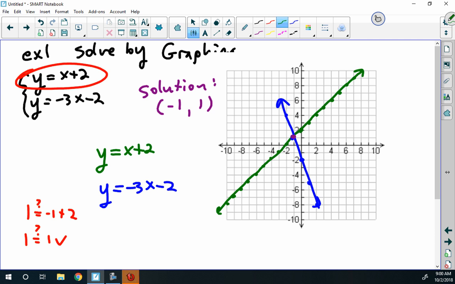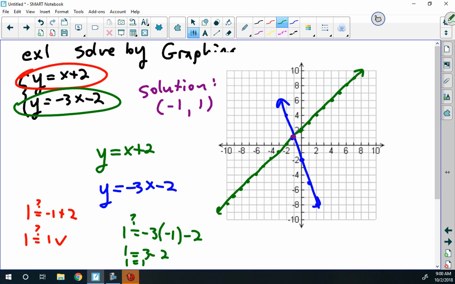Let me check the other one. Does it make that one true? In other words, is 1 equal to -3 times -1 minus 2? Is 1 equal to 3 minus 2? Is 1 equal to 1? Sure it is. So there we go. That's it. That's how we can solve that system by graphing.